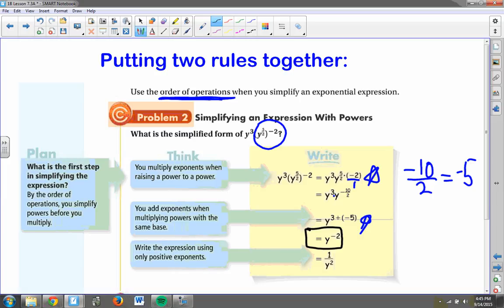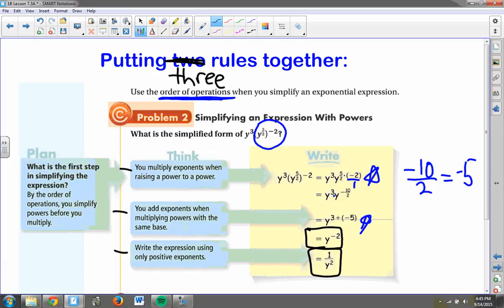But you know that we hate negative exponents, right? So instead of saying y to the negative 2, we're going to use one more rule. And we're going to say, okay, y to the negative 2nd is the same as, put that on the bottom of a fraction, 1 on the top, y to the positive 2nd now on the bottom. Okay, so really, we didn't put 2 rules together here, we put 3 rules together here. Okay? And here they are. You multiply the exponents when you raise a power to a power. You add exponents when multiplying powers with the same base. And then you write expressions using only positive exponents.